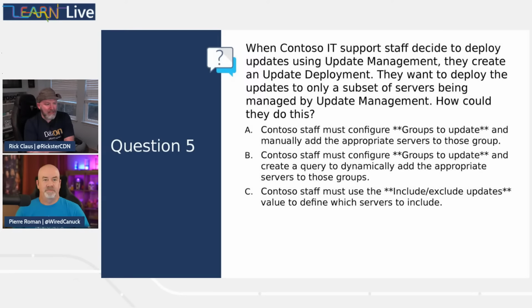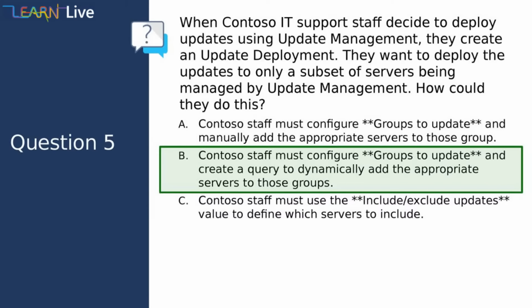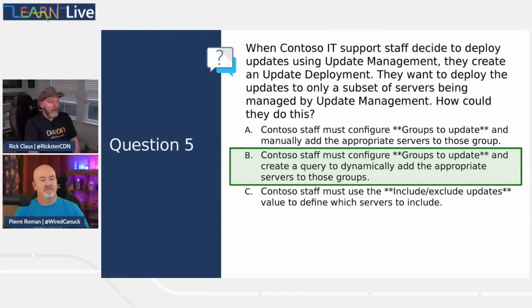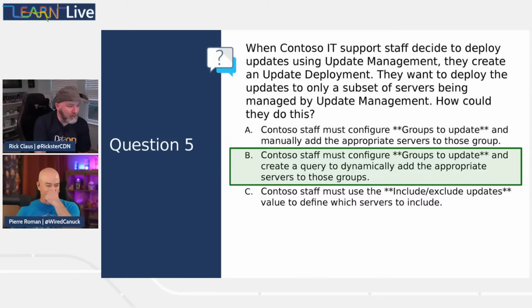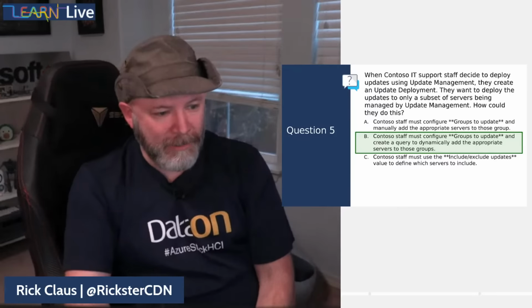It's nothing to do with machines. So that doesn't apply either. So really, out of these three, it looks like B is the only viable option, which is must configure groups to update, dynamically add the appropriate servers to those groups. And the answer is? You are correct, sir. Letter B, for Contoso staff to do those updates and configure them correctly for where they are.